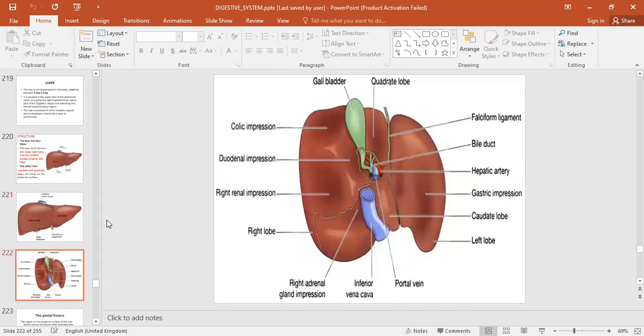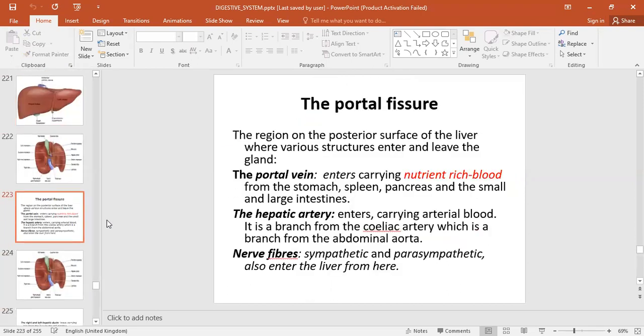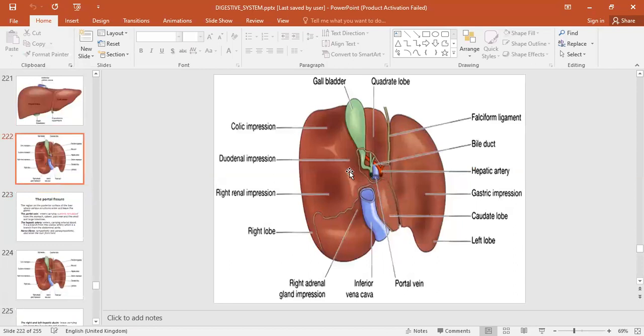What is the function of the liver? Okay, so apart from that, we see that there are structures entering the liver. We have the portal vein, we have the hepatic artery, and also the bile duct. So these three structures enter the liver through the hilum. Here, that is the hilum of the liver. And collectively, they are known as the portal triad. Triad meaning three. Hepatic artery, portal vein, and bile duct.